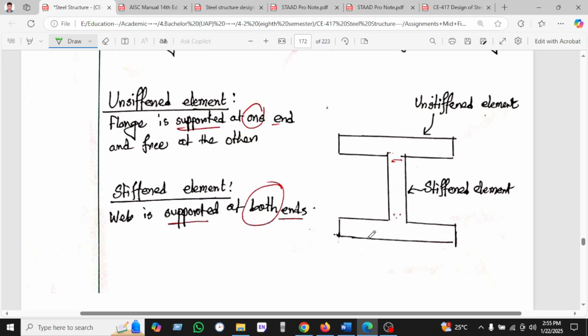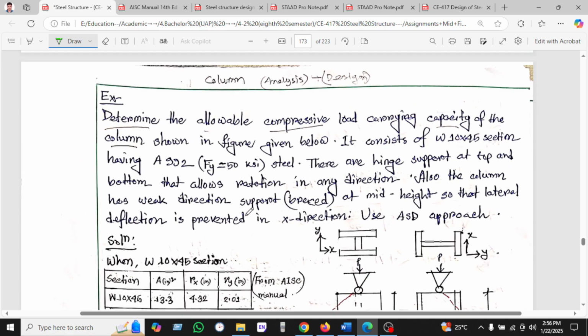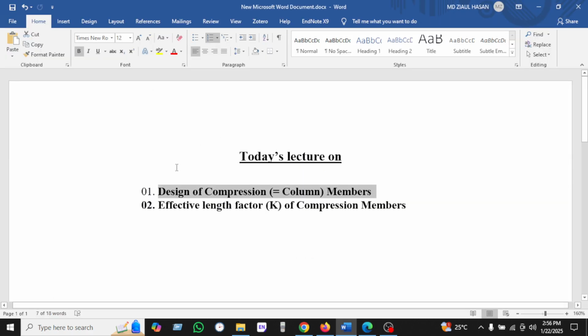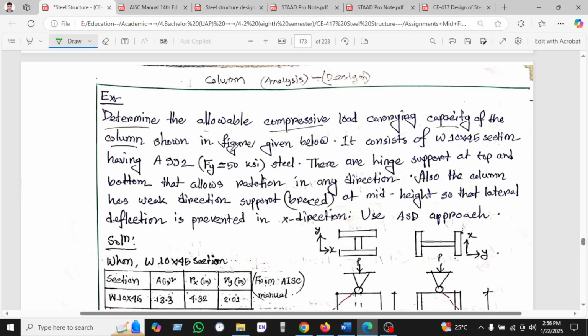And unstiffened element: it will be an unstiffened element when the flange is supported at one end and free at the other. Okay, this will be unstiffened, and a stiffened element will be supported at both ends. So this is the unstiffened element and this is the stiffened element. Okay, so let's see the example here, the compression member.